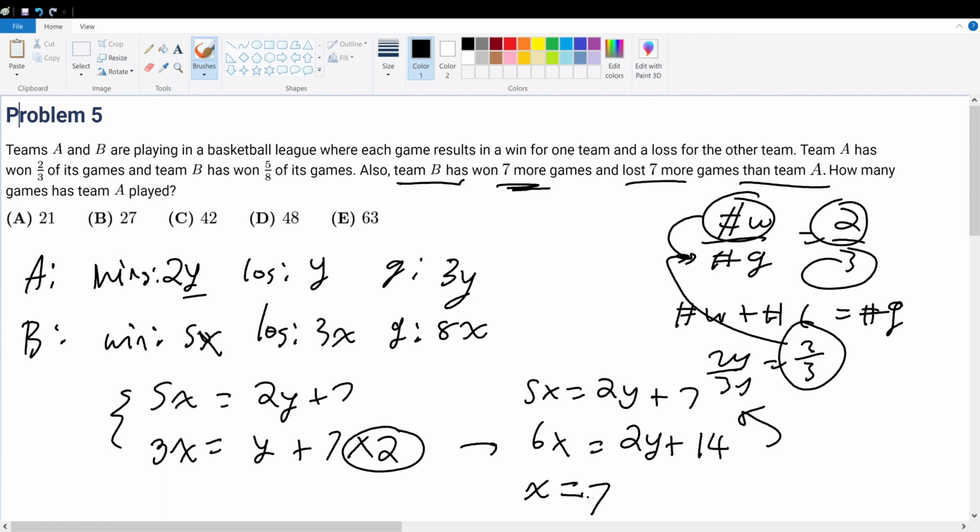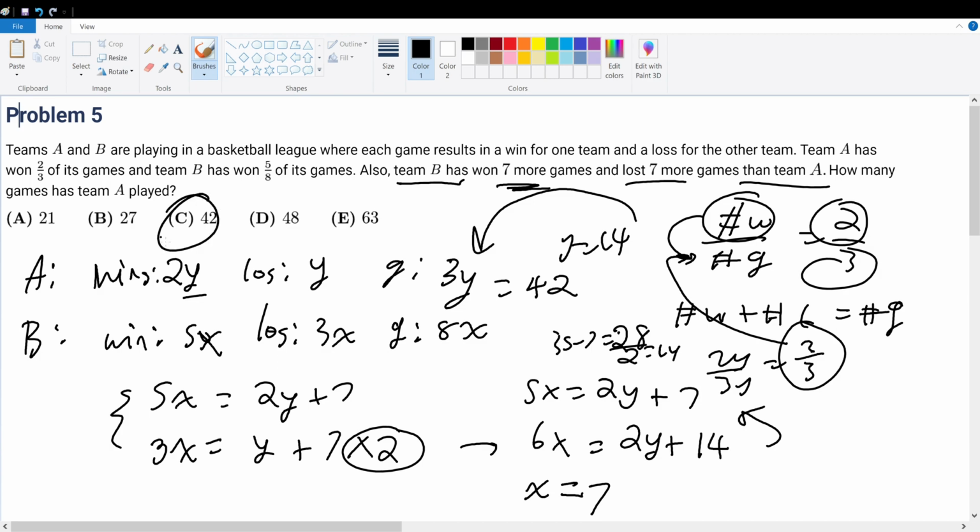If x is equal to 7, then 35 minus 7 gives 28, right? You have 28, and then divided by 2 gives 14. So y is equal to 14. But notice 14 has to be multiplied by 3 to get 42, which gives you answer choice C as your final answer.